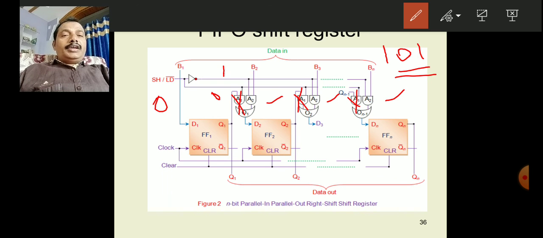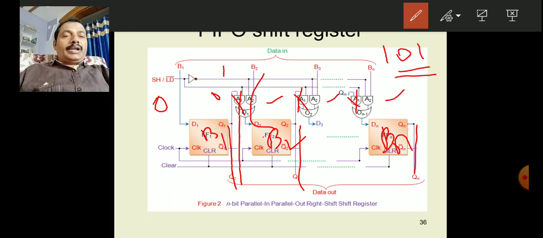Hence the input data, what is the input data? B1, B2, B3 and so on up to Bn. These data are loaded into the flip-flops. That is B1 is loaded here. Next this B2 is loaded through AND gate, OR gate into this like this. This is Bn data is loaded into this like this. And at the same time this data is available at the output like this. Like for every flip-flop Q1, Q2 up to Qn, this data is simultaneously available at the output. So this is the PIPO loading.